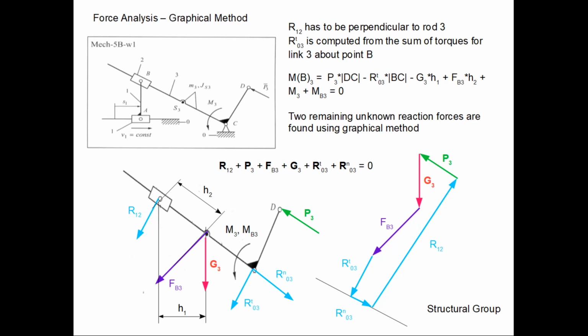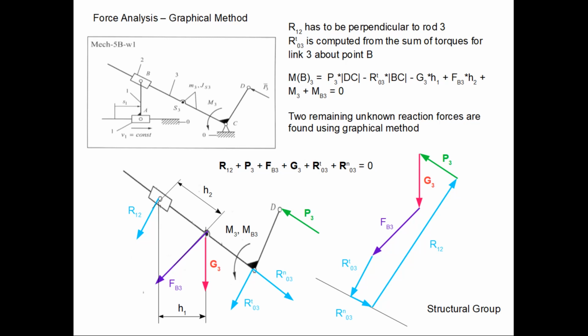Of course, there are also some torques M3 and MB3 which are given and also act on element 3. When you look at this equation, some of the torques of these forces are equal to 0. Then you can compute R03T, because this is one equation with one unknown, and this unknown can be easily computed using this equilibrium of the torques. One thing needs to be clear: first of all, you analyze the sum of the torques of the forces acting only on element 3, and this sum is equal to 0.